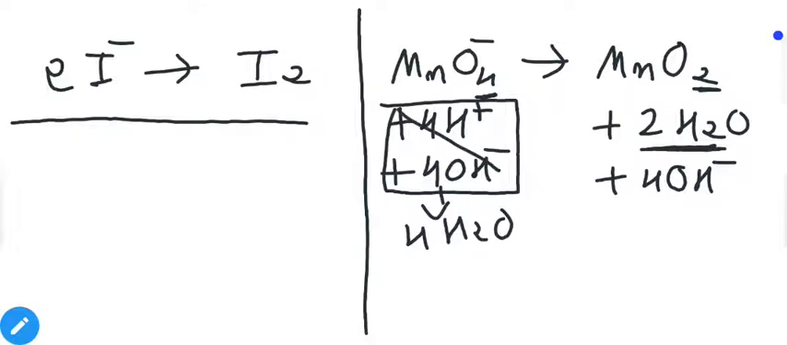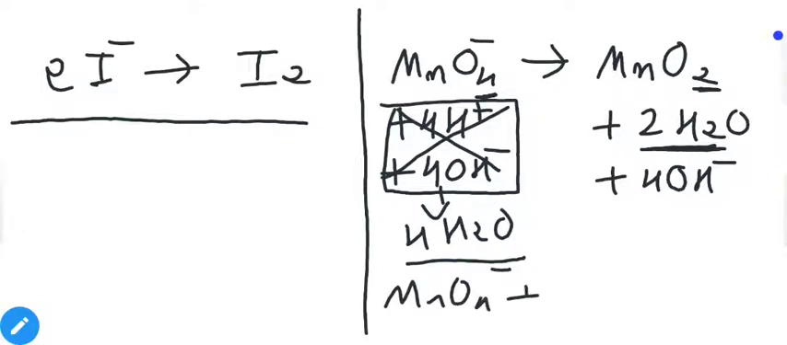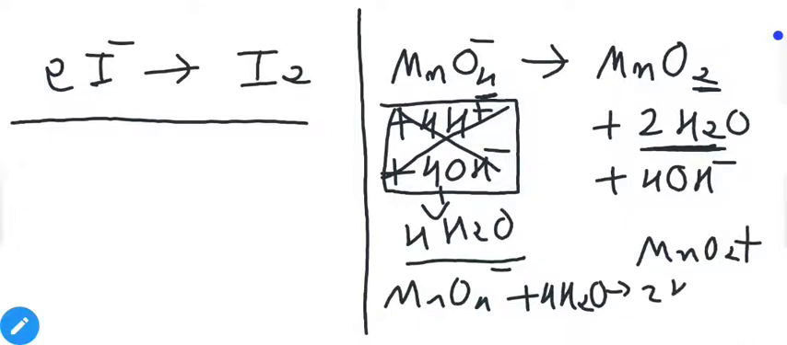Okay, so now we have to ignore H plus and OH minus on the reactant side, and we can rewrite it as water molecule. So our proper equation will be MnO4 minus plus 4H2O will produce MnO2 plus 2H2O plus 4OH minus. Now as mentioned earlier in previous discussion, if both sides contain similar type of atoms, molecules or ions or electrons, then they will be cancelled out.